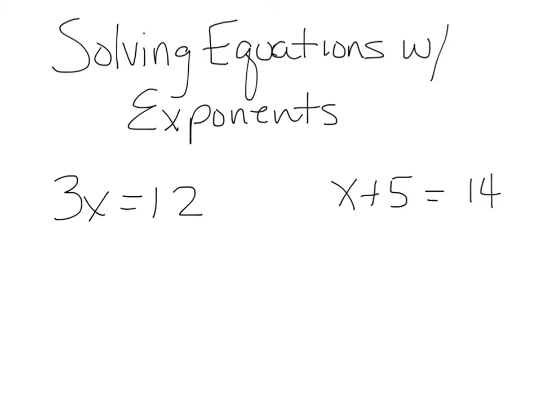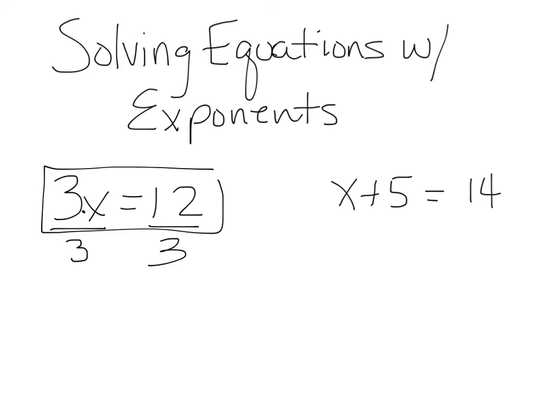So we want to solve equations that involve exponents. Hopefully we've already done some solving of equations. Here's an equation, 3x equals 12. How do we get the x by itself? If this is 3 times x, which is what that means, the inverse operation of multiplying is dividing, and so we should divide both sides by 3, and we get x equals 4.